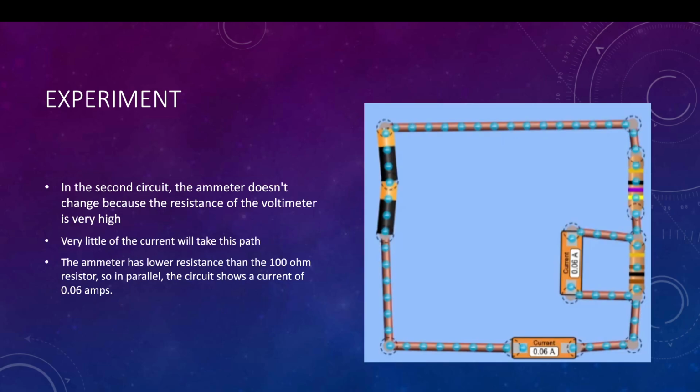In the second circuit, the ammeter doesn't change because the resistance of the voltmeter is extremely high, and so very little of the current takes that path. The ammeter has lower resistance than the 100 ohm resistor, so in parallel, the circuit still shows a current of 0.06 amps.